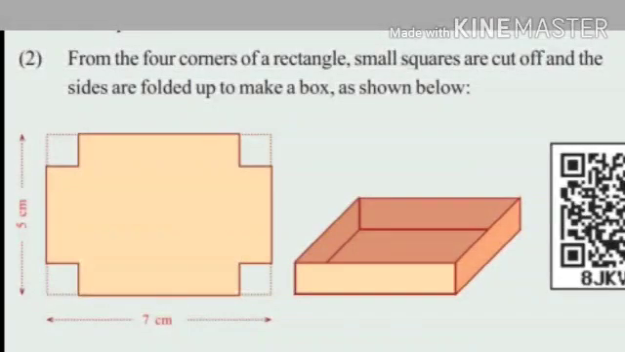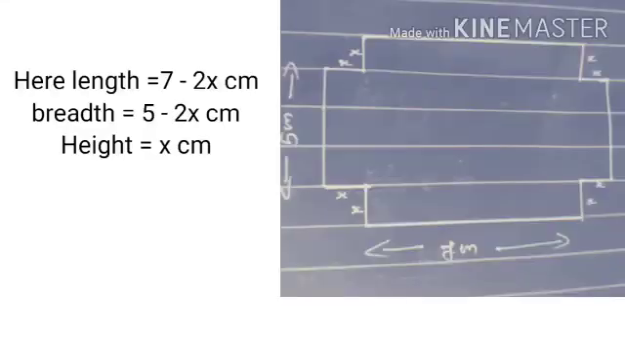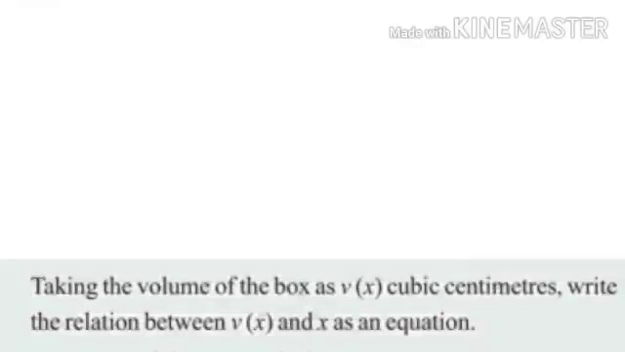Now read the second question. From the four corners of a rectangle, small squares are cut off and the sides are folded to make a box. Then it asks us to find the dimensions of the box in terms of x, right? First question. Here, length is equal to 7 minus 2x centimeter, breadth is equal to 5 minus 2x centimeter, height is equal to x centimeter. Right.